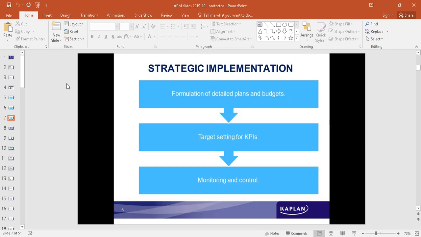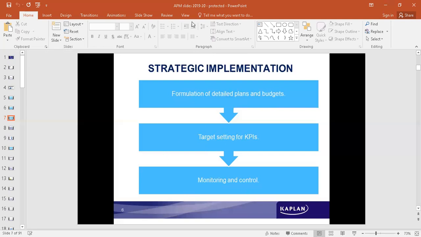They have to control their performance if it is not according to the plan. So that's important. How do they assess whether their implementation is as per the plan? That's again important. So formulation of detailed plans and budgets. Set targets to measure the performance.